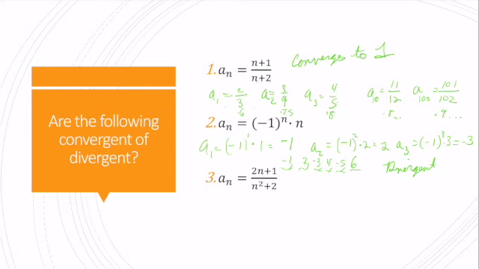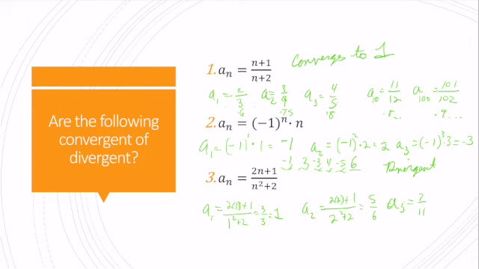All right, last but not least, I have a sub n equals 2n plus 1 over n squared plus 2. So here, if n is 1, I have 2 times 1 plus 1 over 1 squared plus 2, so I get 3 over 3, which is 1. Okay, cool. A sub 2 would give me 2 times 2 plus 1 over 2 squared plus 2, so that gives me 5/6. A sub 3 is going to be 7/11, right?